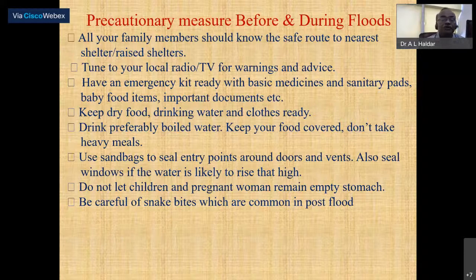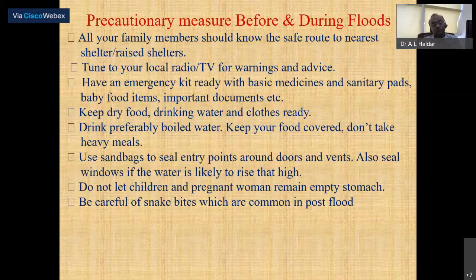Precautionary measures you should take before and during a flood. Your family members should know the safe route to the nearest shelter. They should be aware, follow the local media, radio and TV. Guide the people in that area. An emergency kit should be with you. Keep some dry food, drinking water, and gloves.